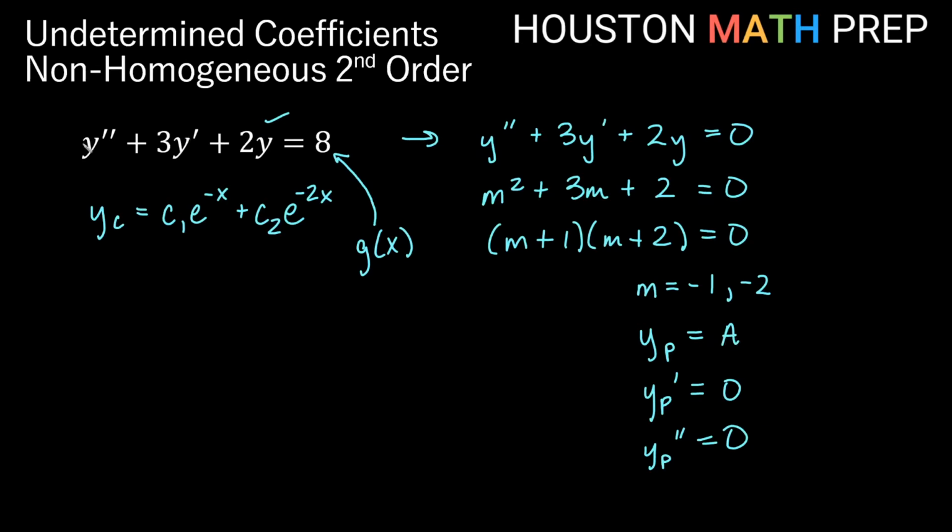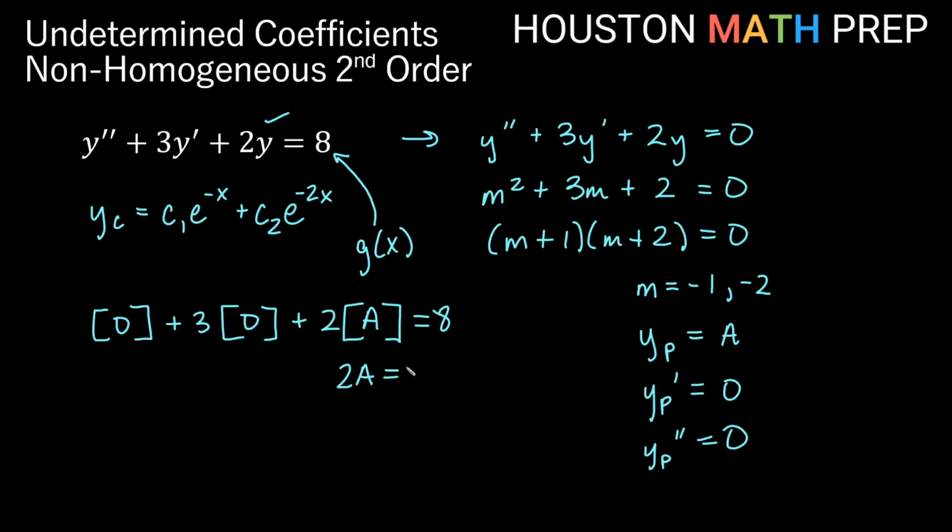So if we plug in here, y double prime is going to be 0 plus 3y prime. Y prime is also 0 here. We're just plugging in our yp and its derivatives, plus 2 times y, so in this case our yp is a, so we have 2 times a, is equal to 8. So we really just get that 2a is equal to 8. And that, of course, is going to give us that a is equal to 4 if we divide by 2. So that is my yp. I get that yp is equal to 4.